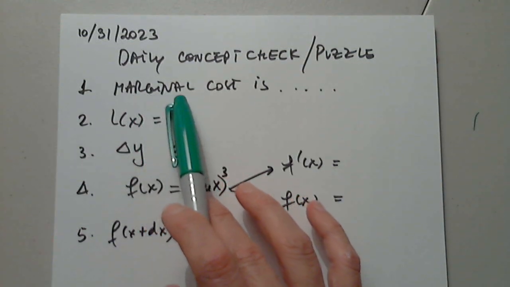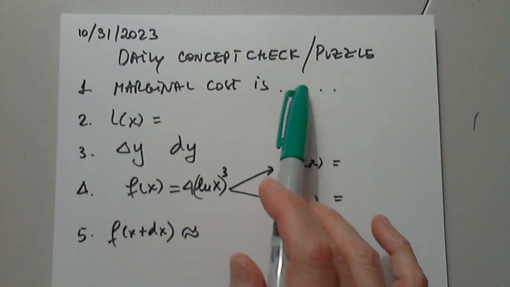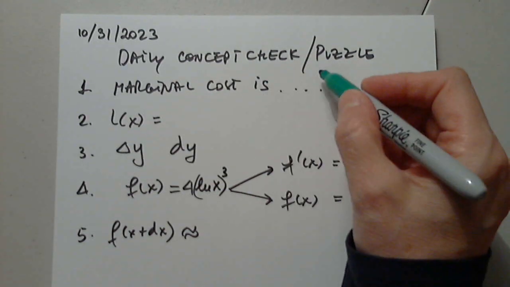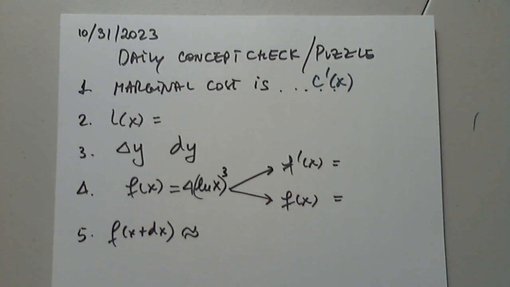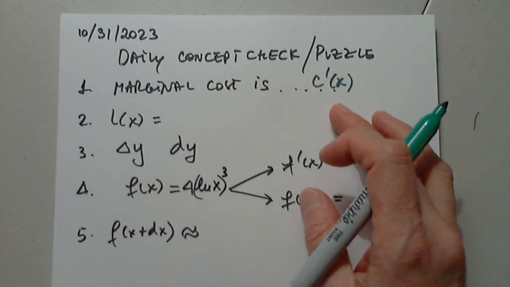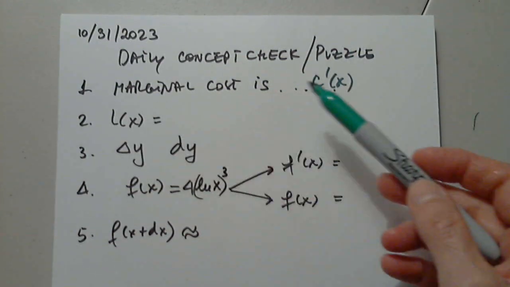Can anyone tell us what is the notation for the marginal cost? And I put it here. C prime of x. That's it. If I had asked marginal profit, what would you have said? P prime. Of course. And the revenue, R prime.